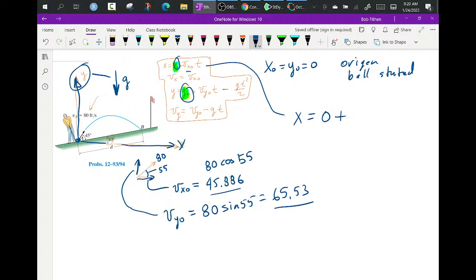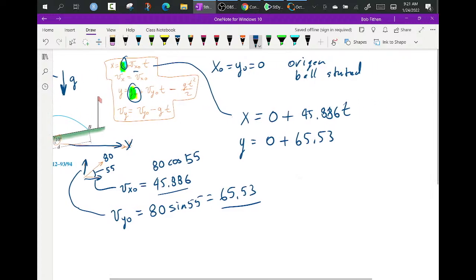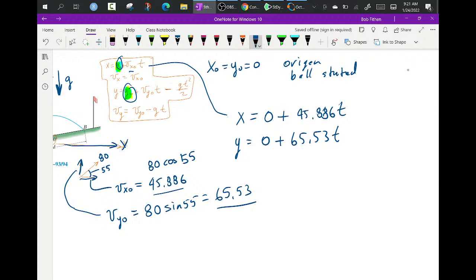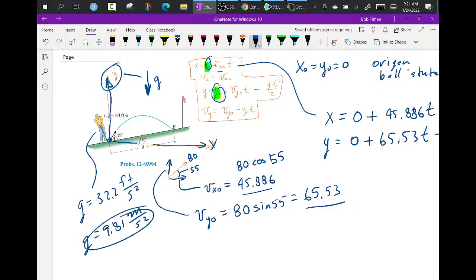0 plus vx0, which should be 45.886 t. And then y is equal to y0 plus 65.53. I'm grabbing this equation right here and sticking it down here. By the way, that's not x, that's t. 65.53 times t minus, now my g, since he's decided to use this system, my g is 32.2 feet per second squared. If I was in SI, it'd be 9.81 meters per second squared, but I'm not there.